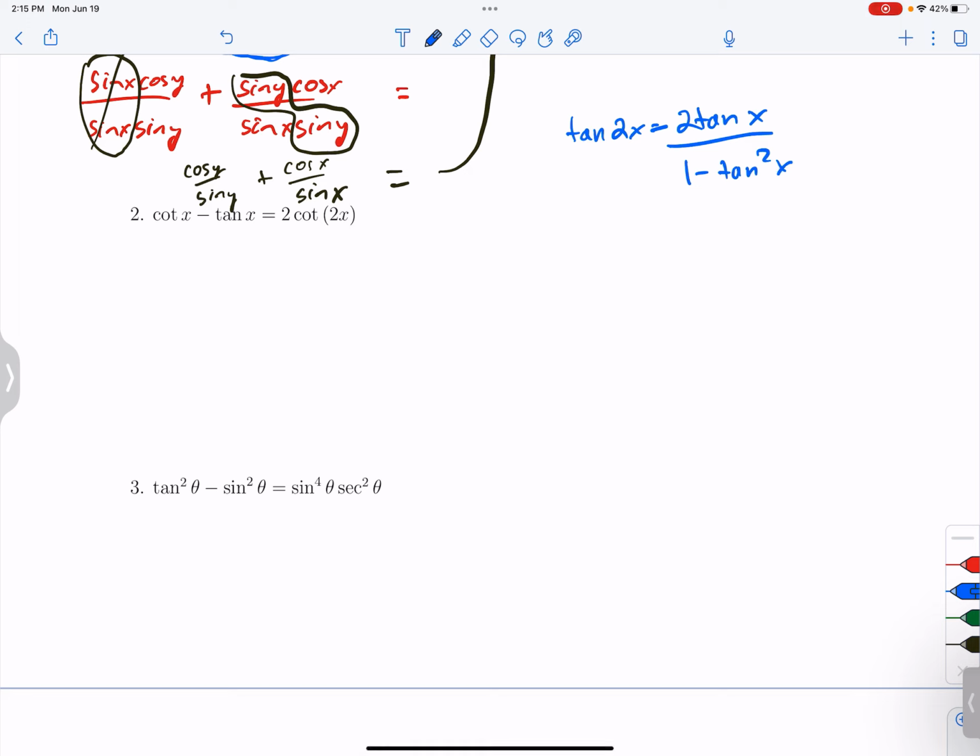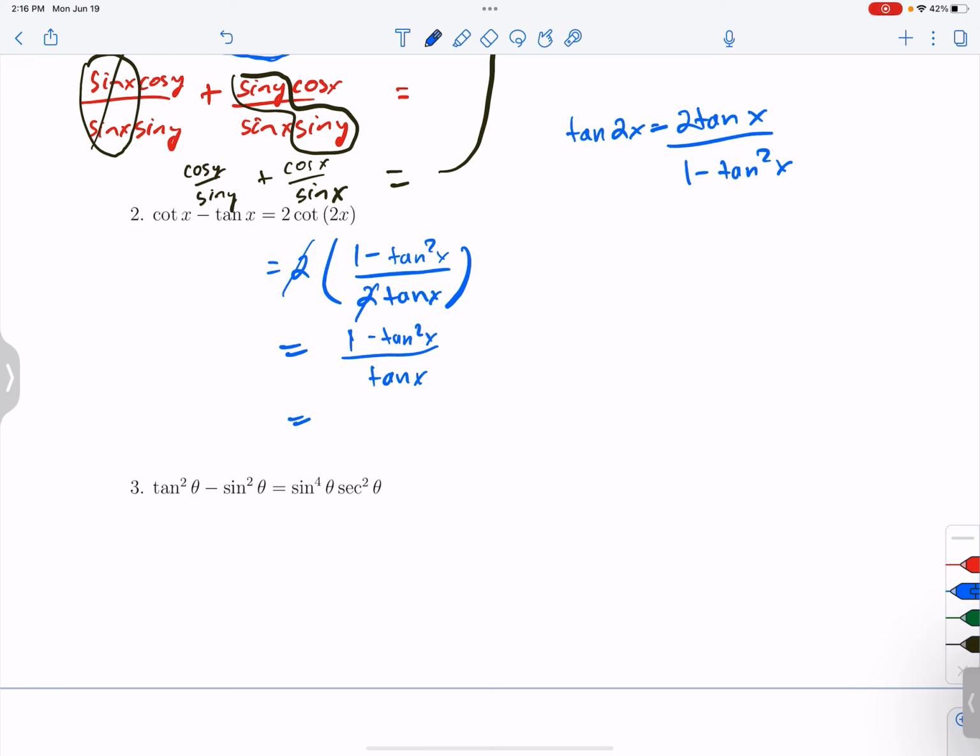So this is 2 times the reciprocal, 1 minus tangent squared of x divided by 2 tangent of x. And when I distribute this 2 through, another way of doing that is just canceling out those 2's. So this is 1 minus tangent squared of x divided by tangent of x. And then if I split that fraction, I'm going to have 1 over tangent of x minus tangent squared of x over tangent of x.